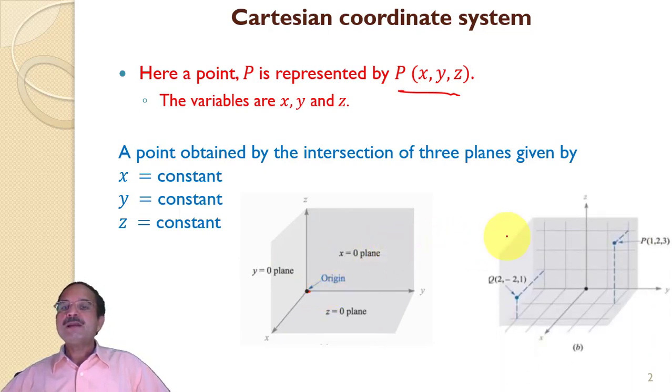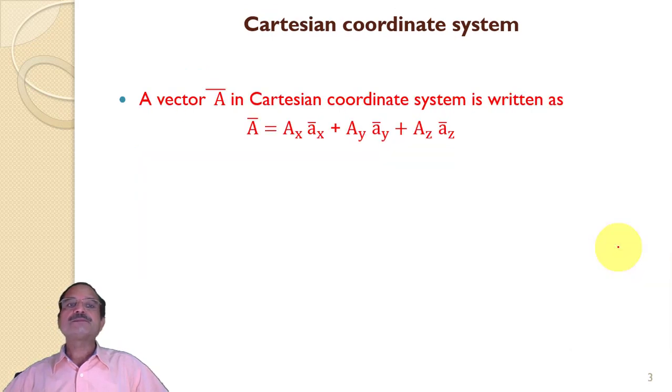In the same manner, in general, any point P can be represented as the intersection of any 3 planes. For example, if x is equal to constant, say 1, that is also a plane. Y equal to constant, that is 2, it is a plane. Z equal to constant, that is 3, it is a plane. So the intersection of these 3 planes is the point P, as shown in this figure.